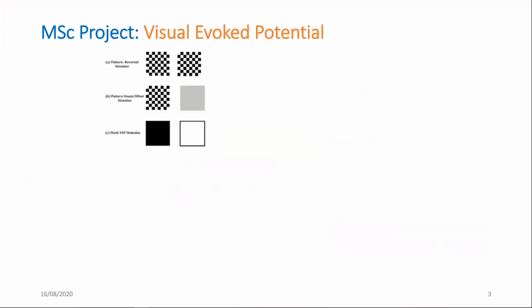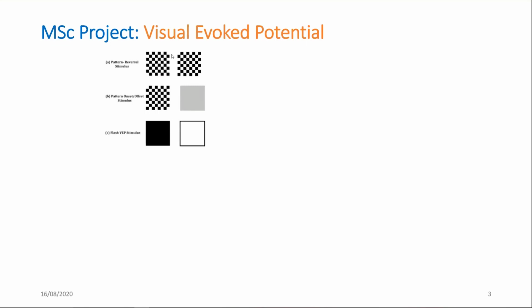So in my master's project, what I worked with is called visual evoked potential. Think of it this way: we have this kind of checkerboard pattern, and then we are showing this checkerboard pattern in a reversal order.